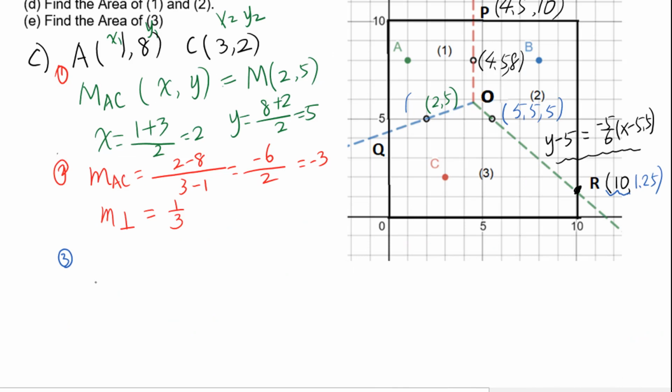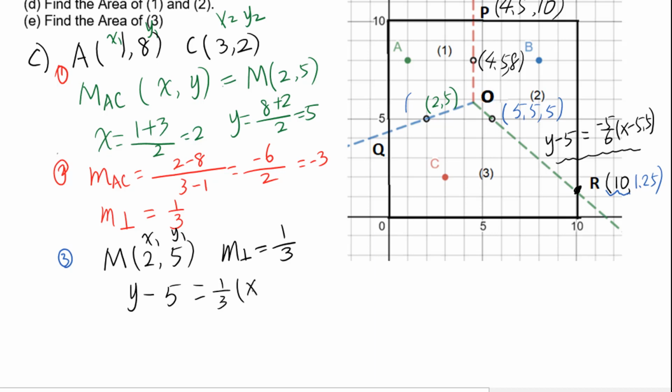Third step, we try to write down the equation of a perpendicular bisector. Given point is 2, 5, and the slope is 1 over 3. So we use y minus y1. This is x1, y1 now. So y minus 5 equals 1 over 3 times (x minus 2). This will be the equation of the perpendicular bisector of AC.